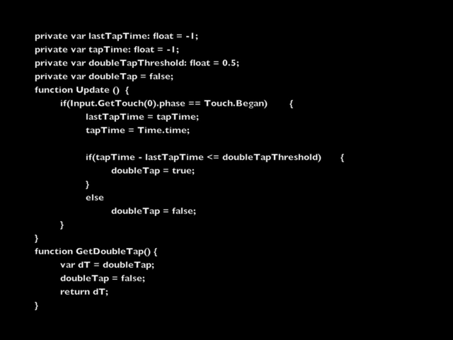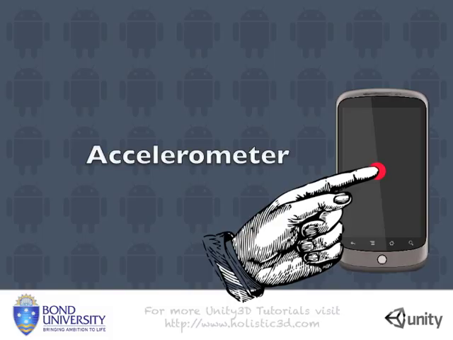Once double tap is set to true, it stays set to true until some other program script that's attached to whatever object calls the get double tap function. So somewhere else in your application you would have code that calls get double tap. At that time it finds out if a double tap has occurred, then sets the value back to false so that it can register another double tap.